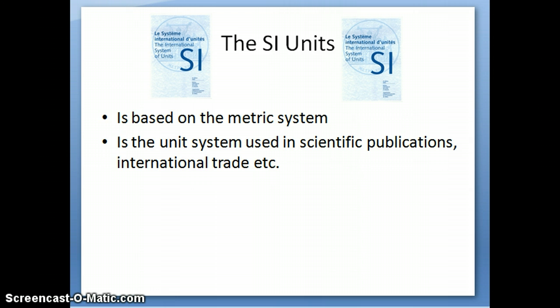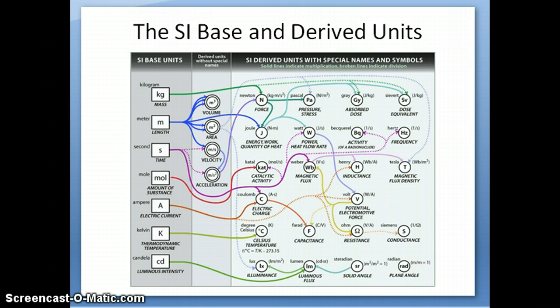In science, we often talk about something called the SI units, which stands for International System. The SI unit is a unit system that's based on the metric system, and it is the unit system that we use in scientific publications, international trade, and so on. The SI unit is very important, and it has two different groups of units. There are 7 different so-called base units, which are units for quantities that are not related to each other: mass, length, time, and so on.